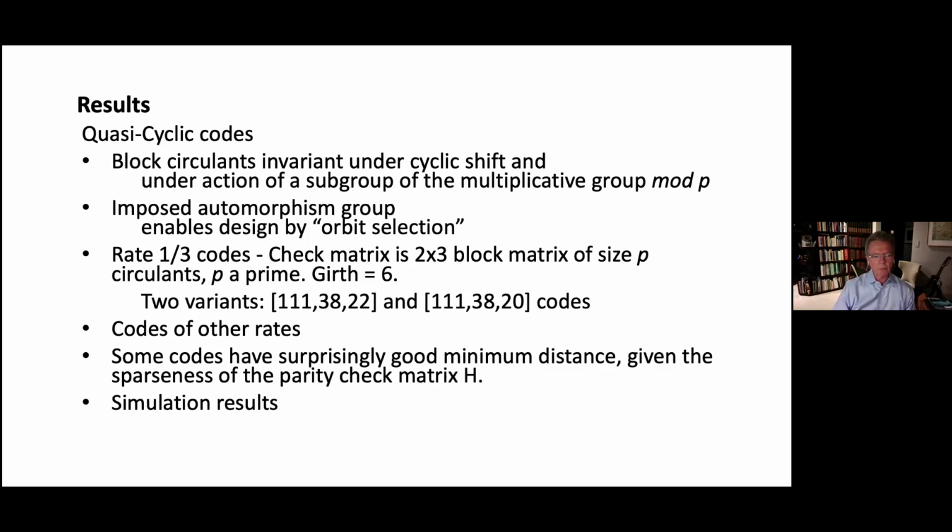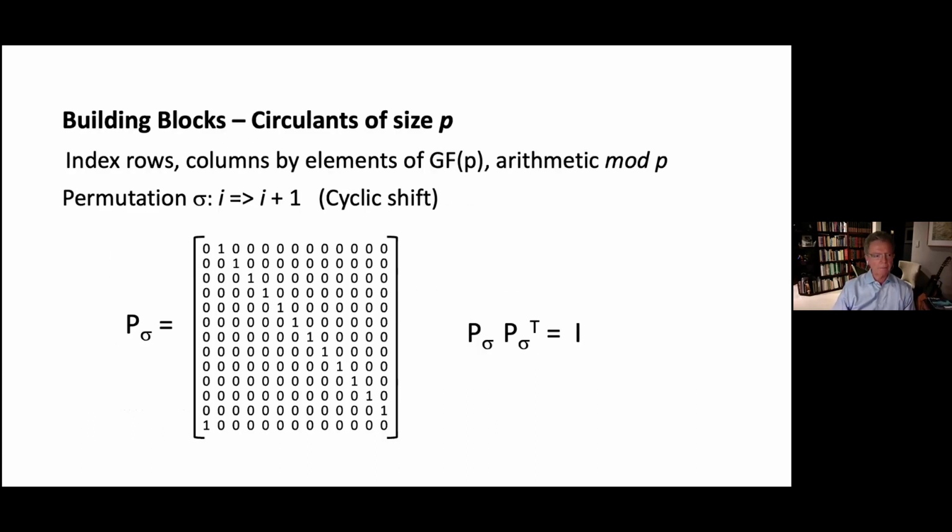I'm going to impose this automorphism group that enables me to design codes by what I'm going to call orbit selection. I'll show you some examples of these rate 1/3 codes. They're based on a 2x3 block matrix of circulants of size P, and we'll look more closely at two variants. Then I'll show you some codes of other rates, including one of the rate-compatible style, and point out that some of these codes have very good minimum distances, given that they're intended to be sparse. Then I'll give you simulation results, which are thanks to Dariush Ipsilar.